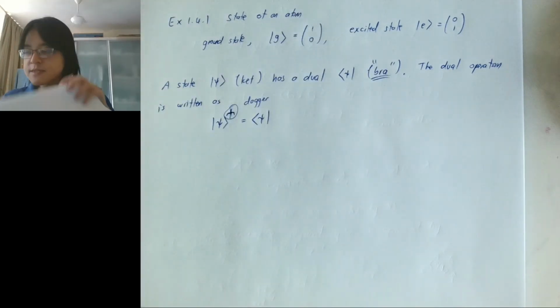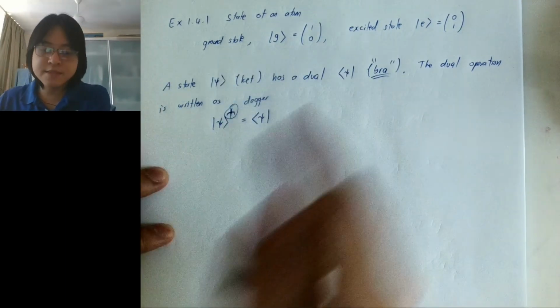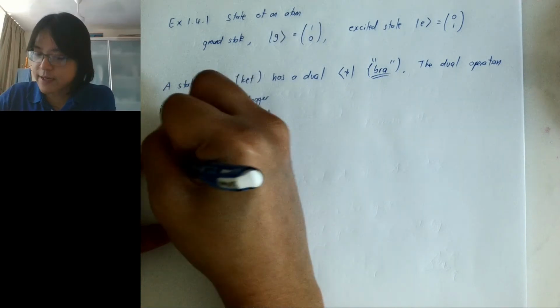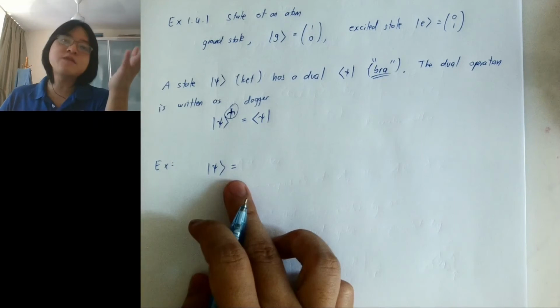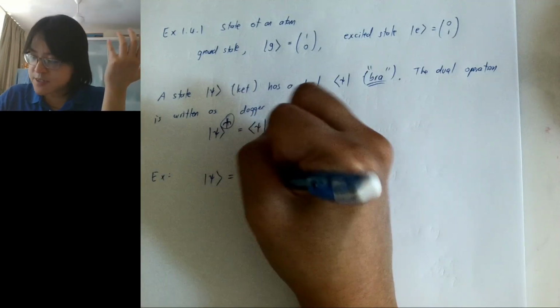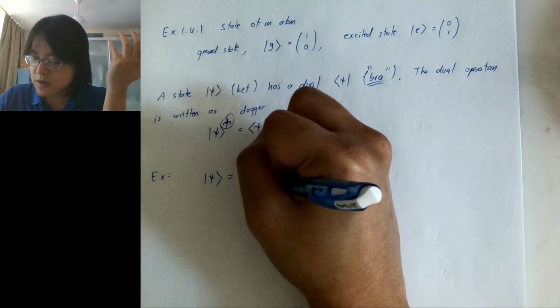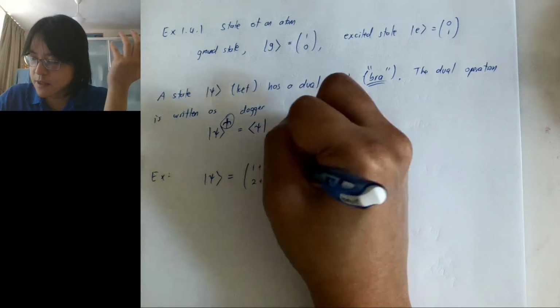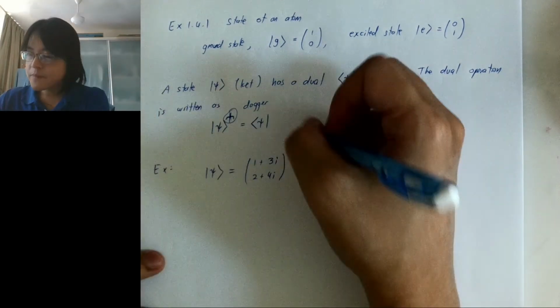Okay, so let's take an example of this dagger operation, the dual. If I have a two-dimensional vector, something like this, it may be describing an atom either in an excited state or a ground state, so I write something like this. Okay, so this is the ket. If I want to take the dual, it means I do this.